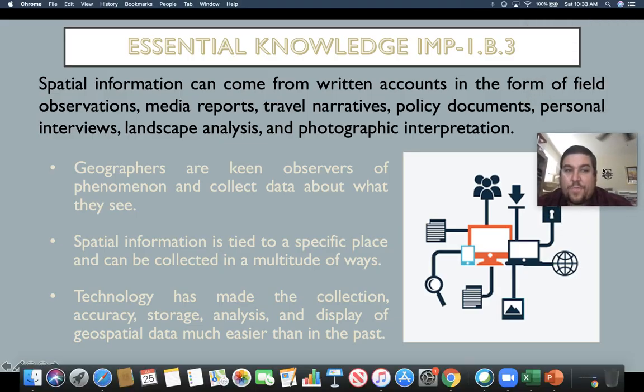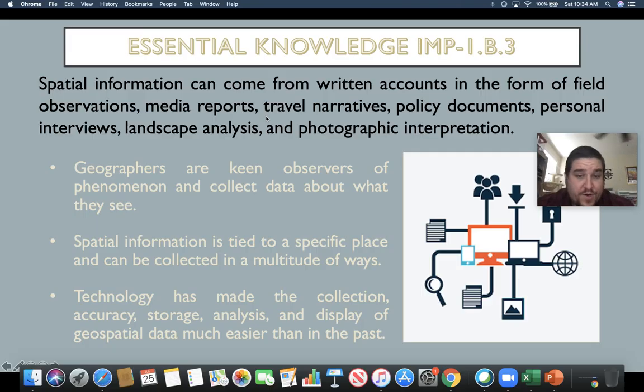It says spatial information can come from written accounts in the form of field observations, media reports, travel narratives, policy documents, personal interviews, landscape analysis, and photographic interpretation. So we can learn information about a particular location from field observations, media reports, travel narratives. This is all we're going to be looking at. How can we learn about places? Where do we get this information?